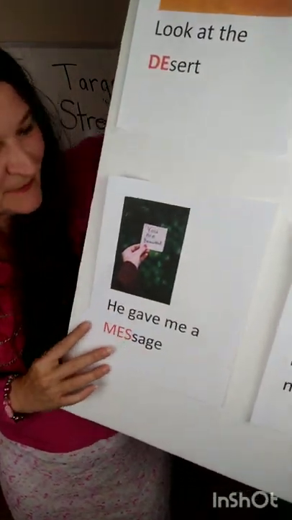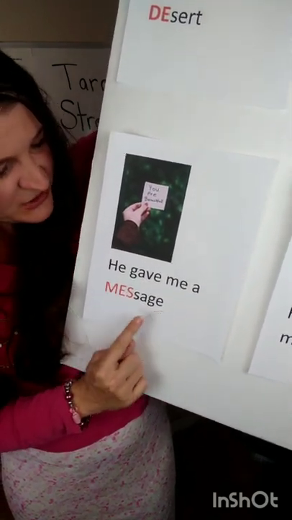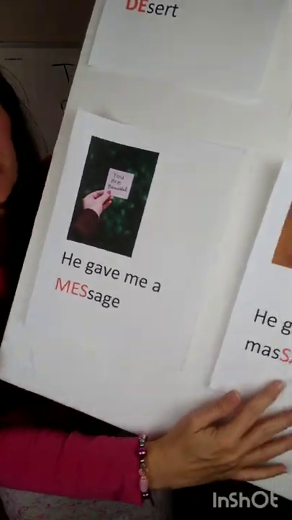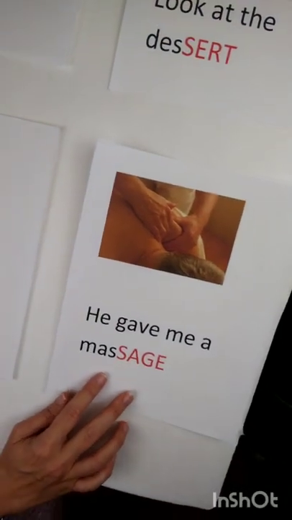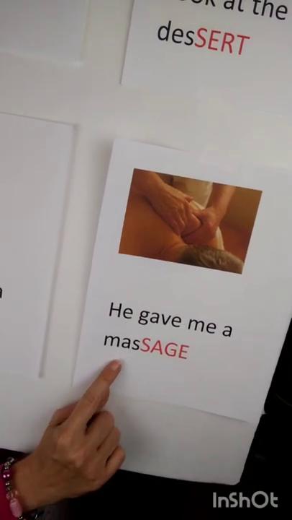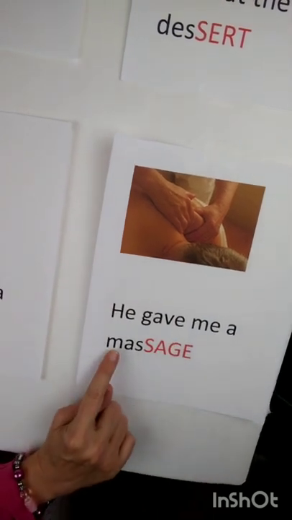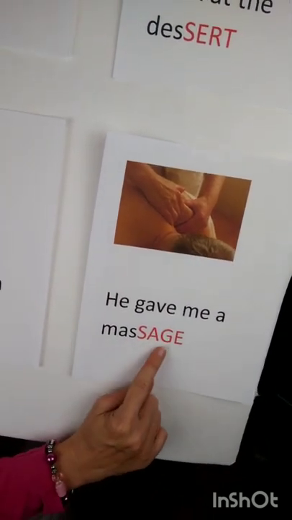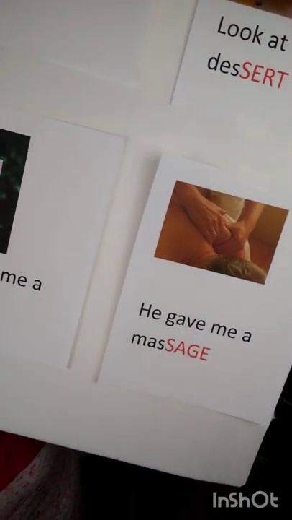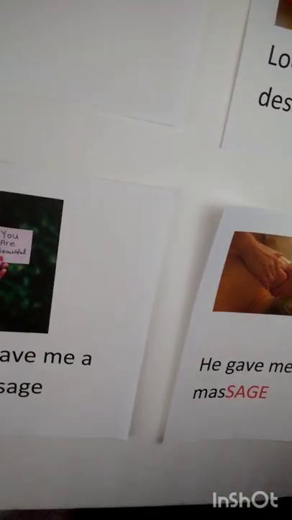Here's some more examples. He gave me a message. Now, there's another word that looks very similar. Notice the vowels are a little different, but it does look very similar, but we stress the other part of it. He gave me a massage. Massage. The sage is stressed. It's louder, it's stronger, and we pronounce it for a longer amount of time.